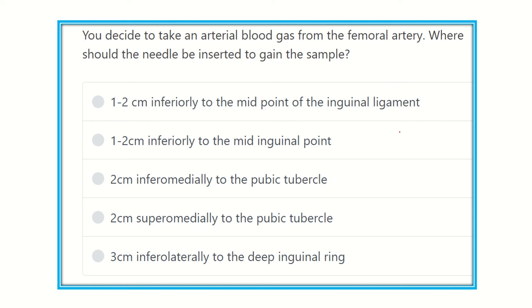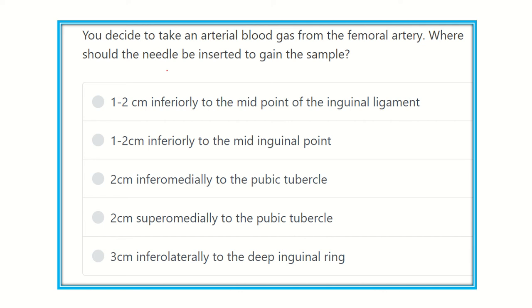So here is the question of eMRCS. You decide to take an arterial blood gas from the femoral artery. Where should the needle be inserted to get the sample? Here are the options.